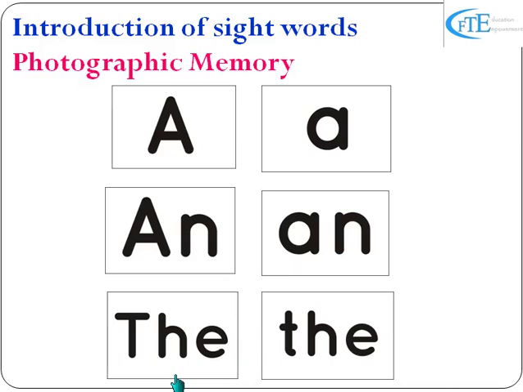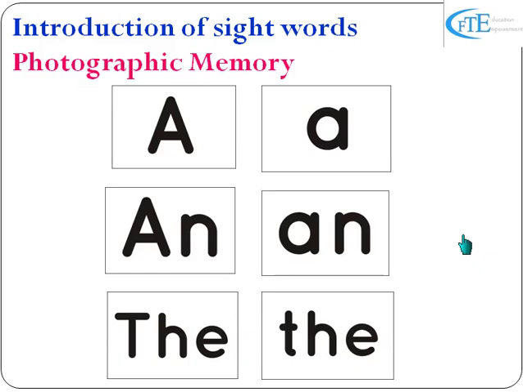And so what do we do? We introduce these sight words as a single unit. We do not spell it. We do not sound it. We just say the word. And since children have photographic memories, they pick up these words as images, as pictures.